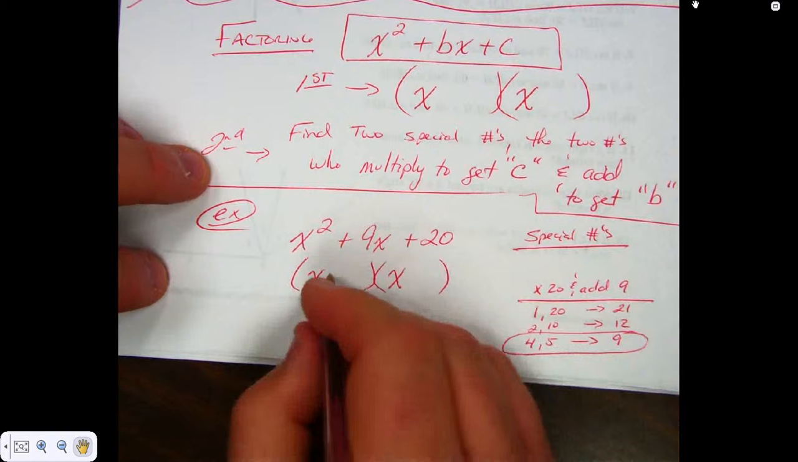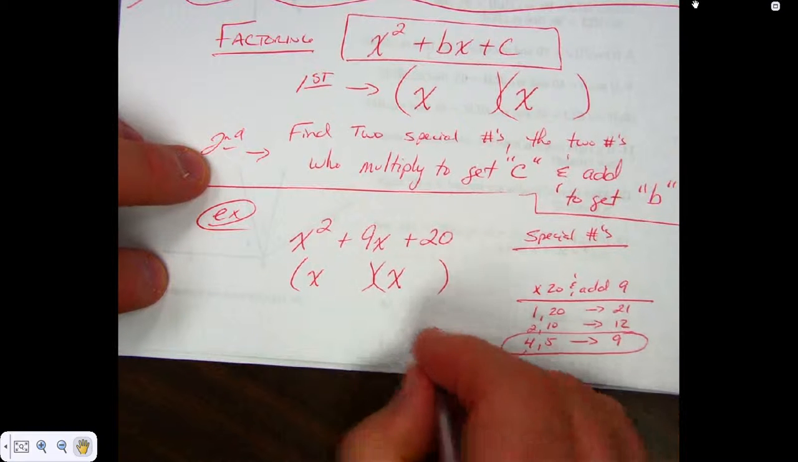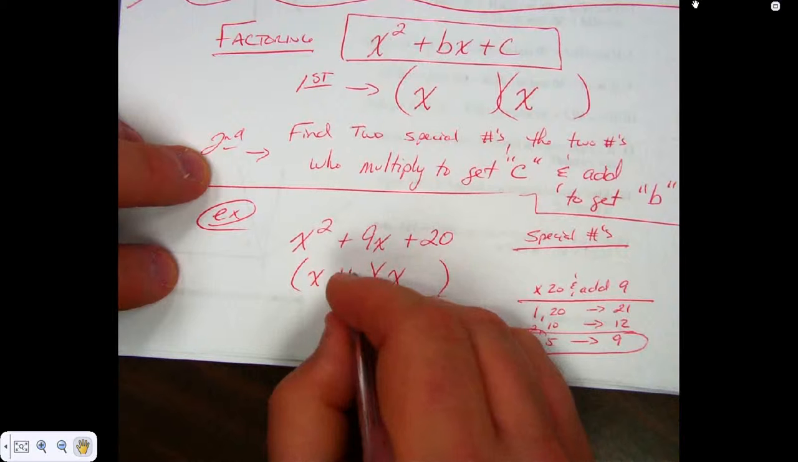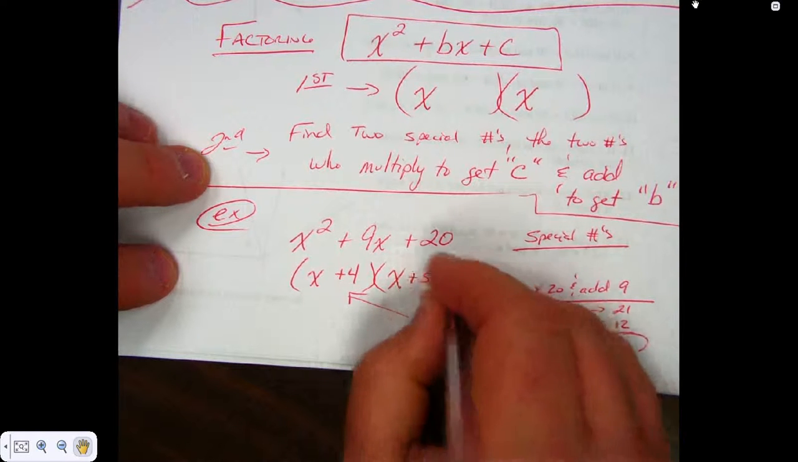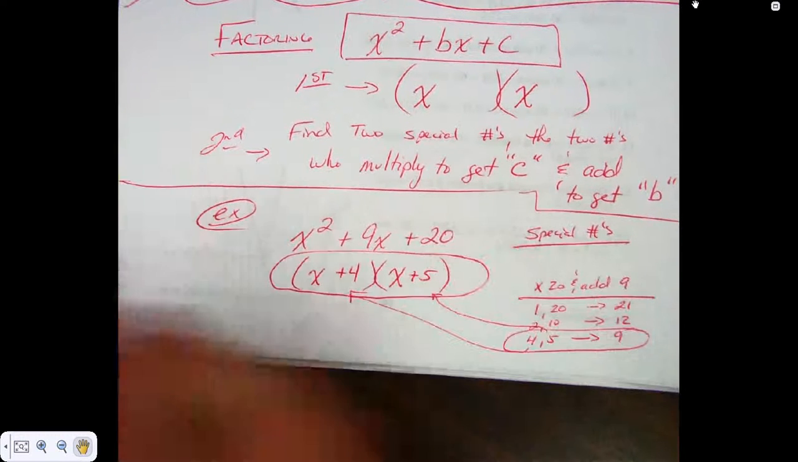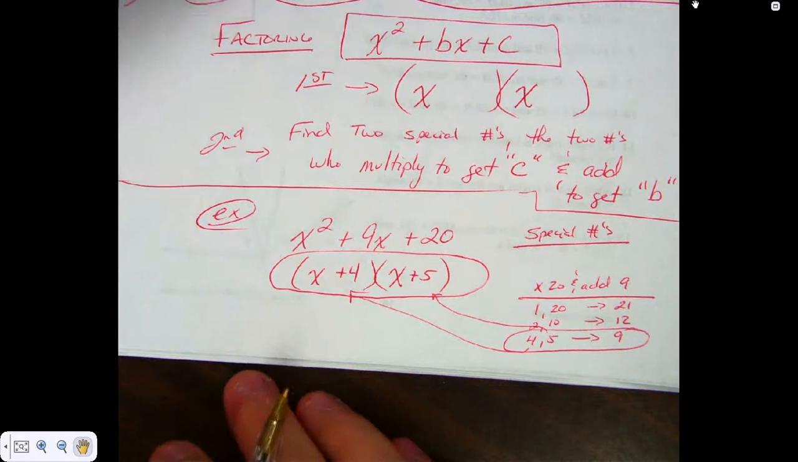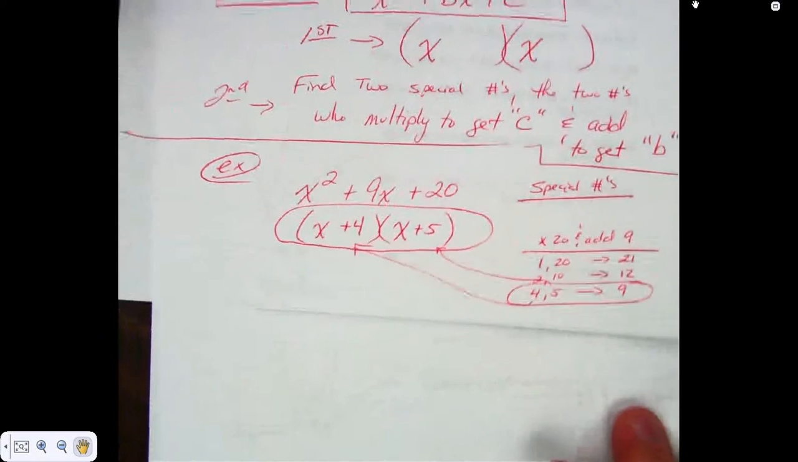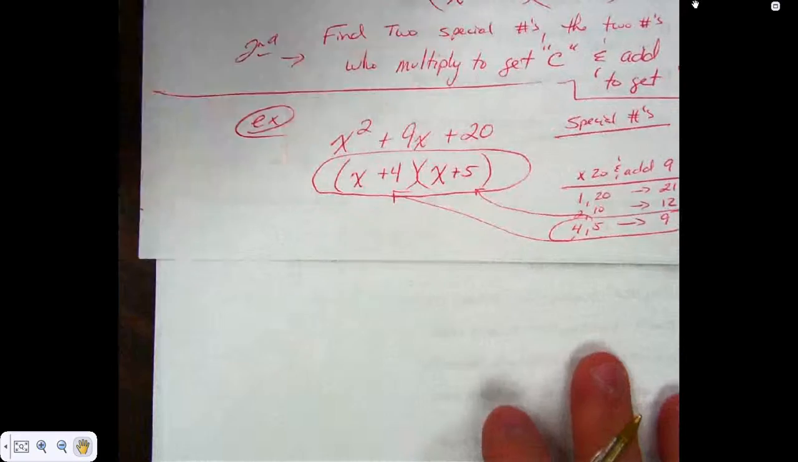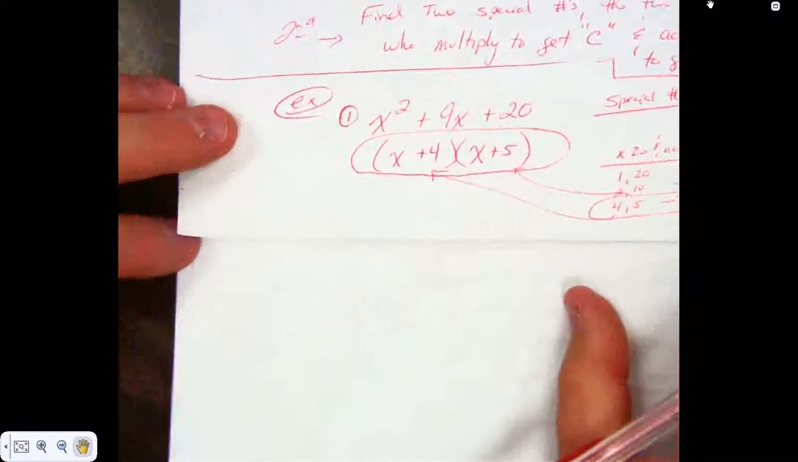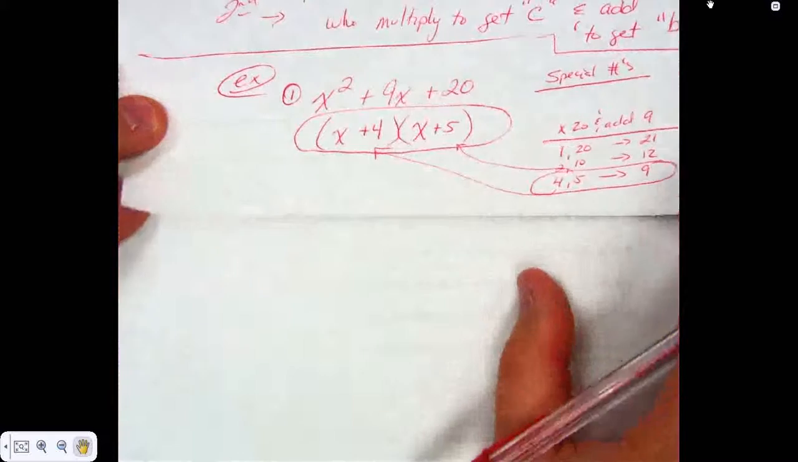So, what do I do here? I put those 2 numbers in there, and there. So I put plus what? 4 plus what? And you're done. That's not so bad, is it? However, I'm going to give you a tough one.